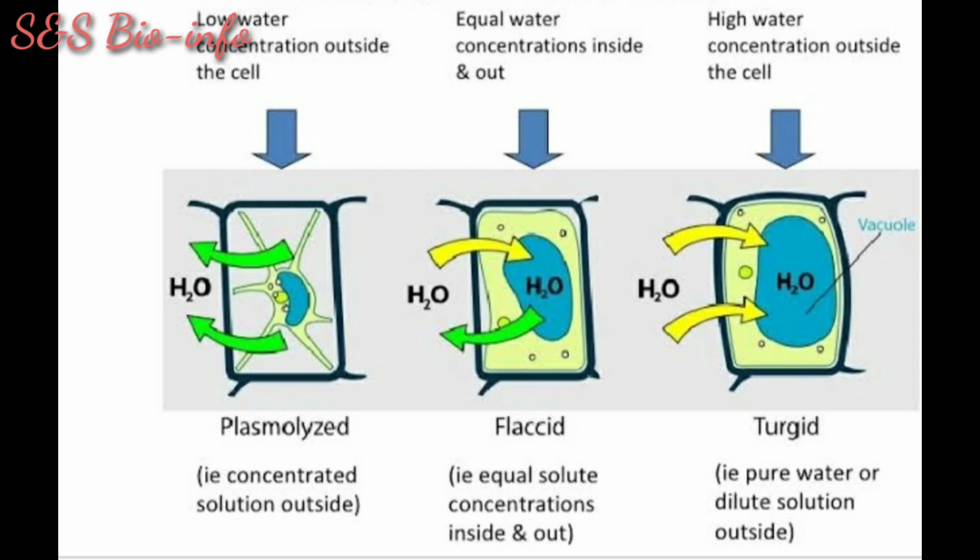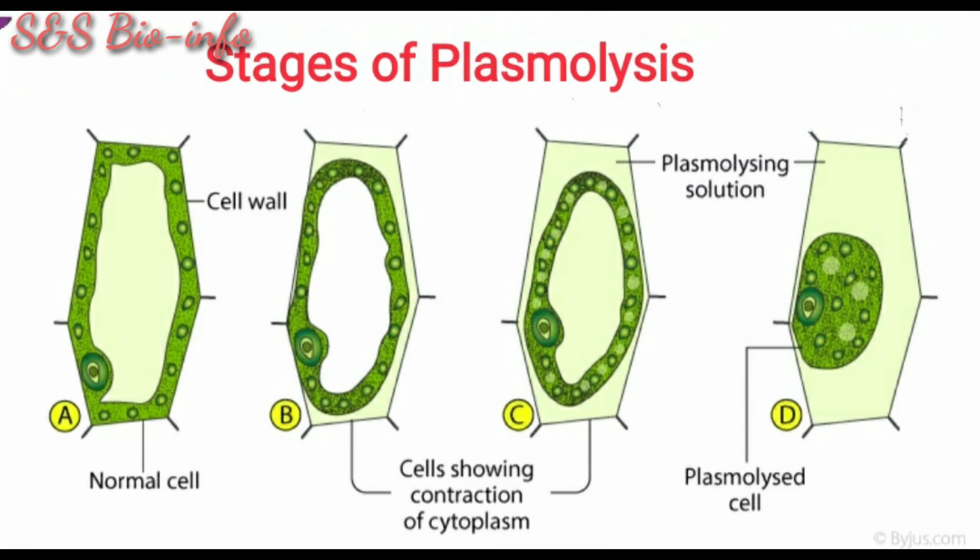Why did it happen so? There was less water concentration outside the cell when compared with the water content inside the cell. So the water was lost from the cell. So the cell became plasmolysed. Now you can observe the different stages of plasmolysis. A. Normal cell. B and C. Cells showing contraction of cytoplasm.